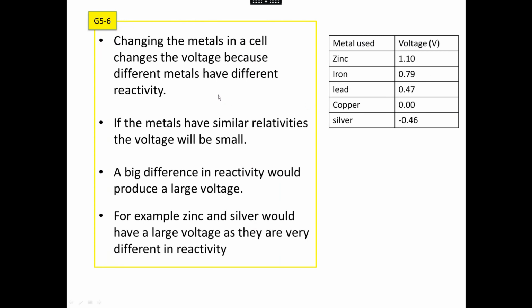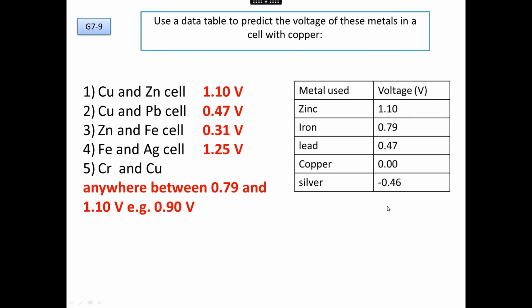Changing the metals in the cell changes the voltage because different metals have different reactivity. So a big difference in reactivity would produce a large voltage. A small difference in reactivity would produce a small voltage. So it's the difference in reactivity that causes the potential difference in volts of the cell. Zinc and silver would be the best for a battery because they have the largest difference in reactivity, therefore the largest potential difference.